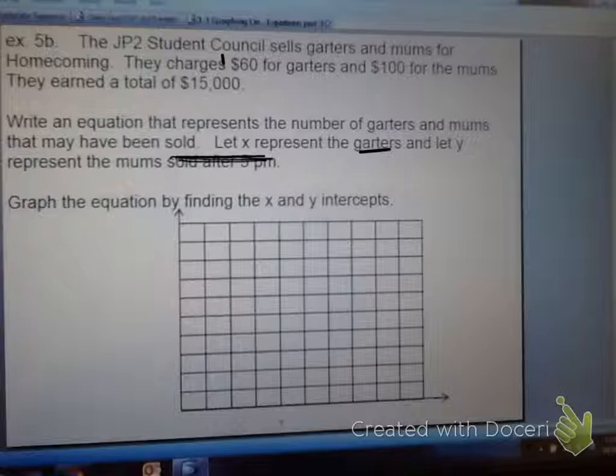Okay, so garters stand for X. So how many garters did we sell? We don't know, X. But how much did each one go for? $60. So that's 60x. Plus, the Y stands for the mums. How much did each mum go for? 100. Let me scoot this over.